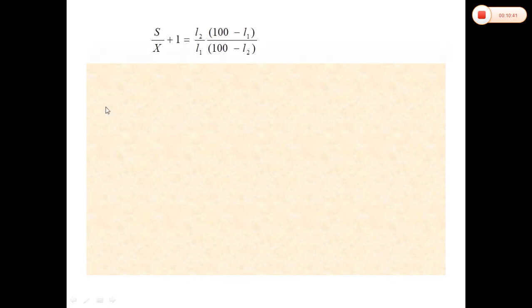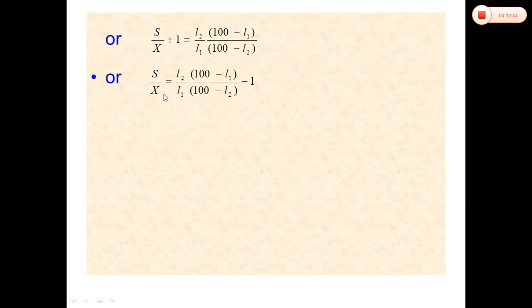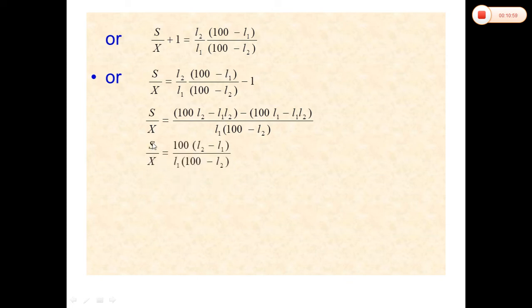Now shift this one on the right side and simplify this one. So S upon X is equal to, now the new relation is this one. Here L1 L2 and L1 L2 both cancel, and we got the relation S upon X is equal to 100 into L2 minus L1 divided by L1 into 100 minus L2, and X is equal to S L1 into 100 minus L2 divided by 100 into L2 minus L1. This is the relation for X in terms of S, L1 and L2. Okay, thank you.